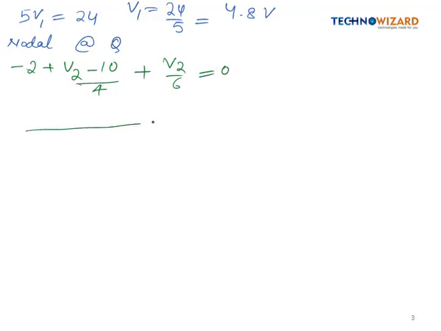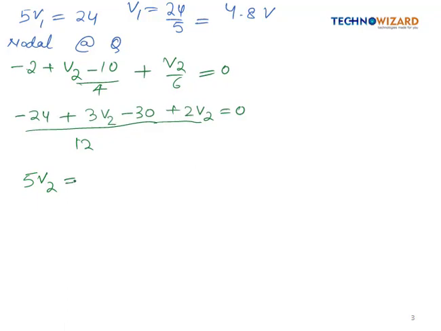So after taking LCM 12, it will be minus 24 plus 3V2 minus 30 plus 2V2 is equal to 0. So it will be 5V2 is equal to 54. So V2 value is coming as 54 by 5, which is equal to 10.8 volt.